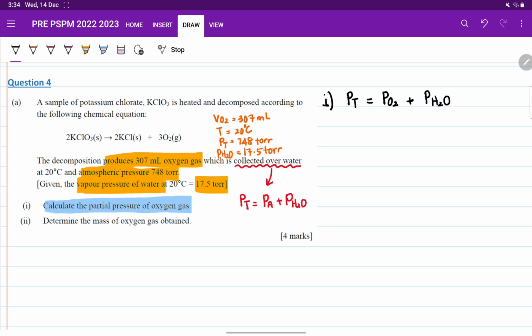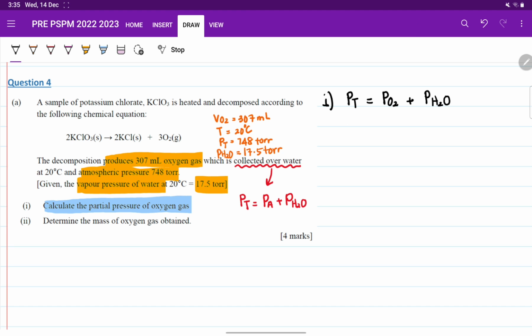Okay, dekat sini, please take a look at the information given. So, untuk unit pressure, since dia punya jawapan pada soalan tak minta any specific unit, kita boleh kekalkan unit torr dekat sini dalam kita punya calculation. Atau, kalau ada yang lebih selesa untuk pakai ATM, tak ada masalah. You can change these two pressures into ATM and then substitute into the equation. Okay, so saya akan pakai saja nilai yang diberikan dekat sini.